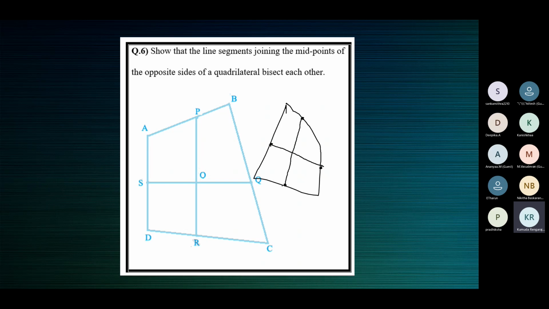How can we show that they bisect each other? They are just two random line segments. So what you do is a construction so that these line segments become the diagonals of a new quadrilateral. For this quadrilateral, they are not diagonals. They are just line segments joining the midpoints of the opposite sides.